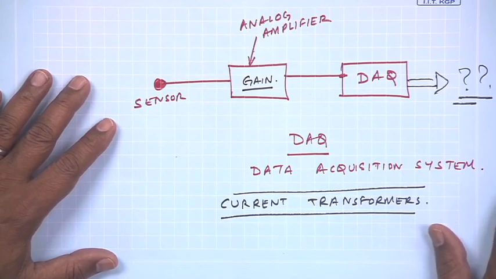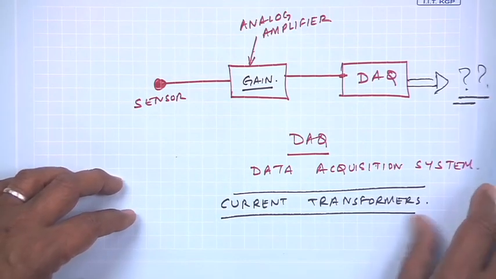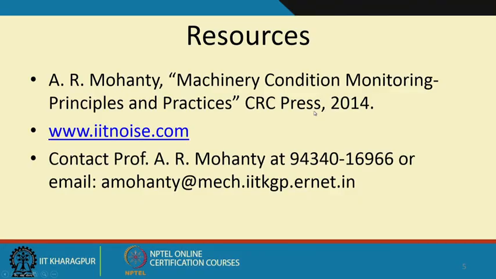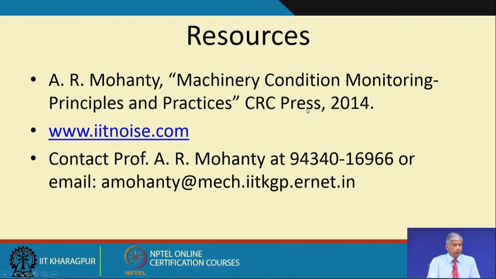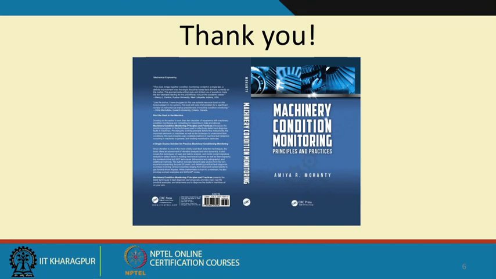So, in summary, what we discussed in this class was the problems relating to data acquisition, basically the frequency resolution issues and the amplitude resolution issues. And more of these examples you will see in my book. Thank you.